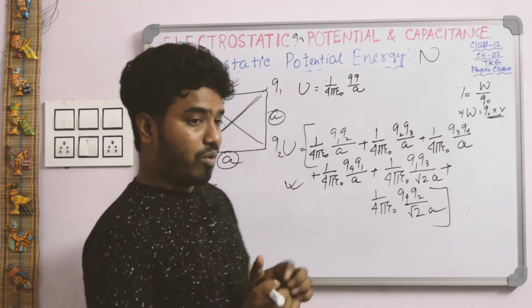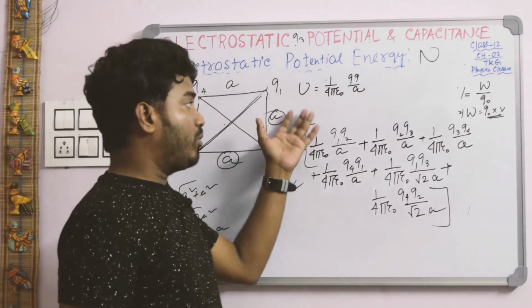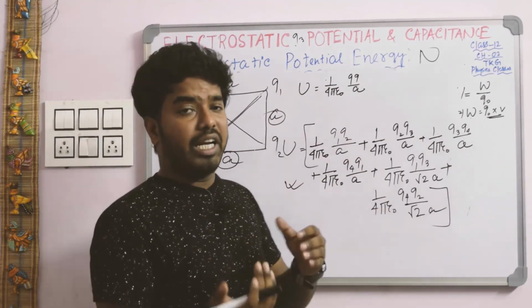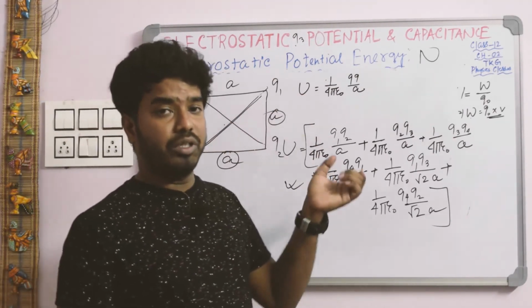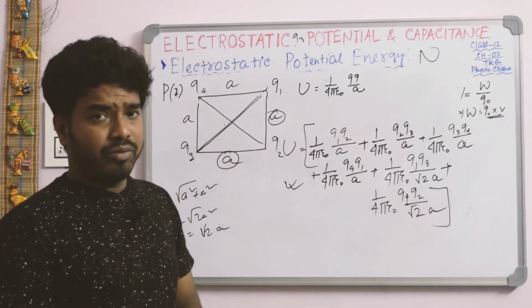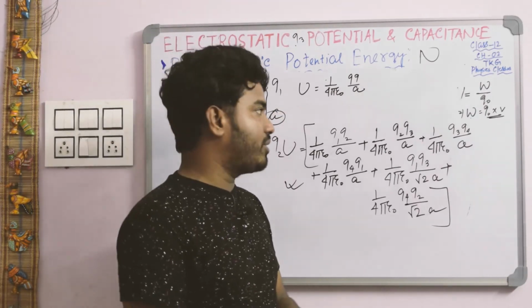So this is all about electrostatic potential energy. This is how to calculate electrostatic potential energy for different configurations. And you saw the theory part for electrostatic potential energy for a 2-point charge system, 3-point charge system, and similarly for a number of point charges. So this is all about this lecture.